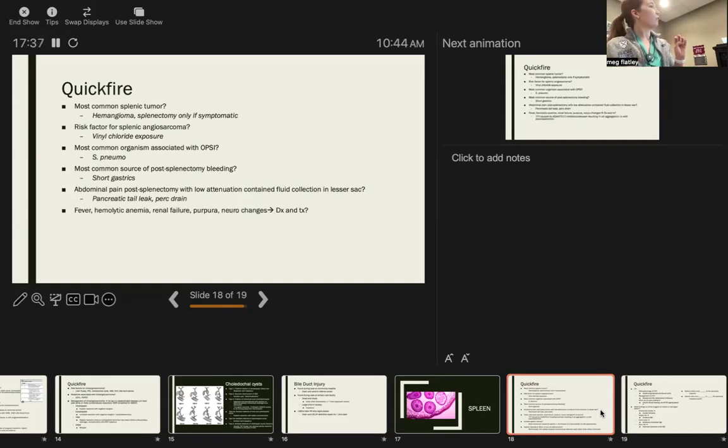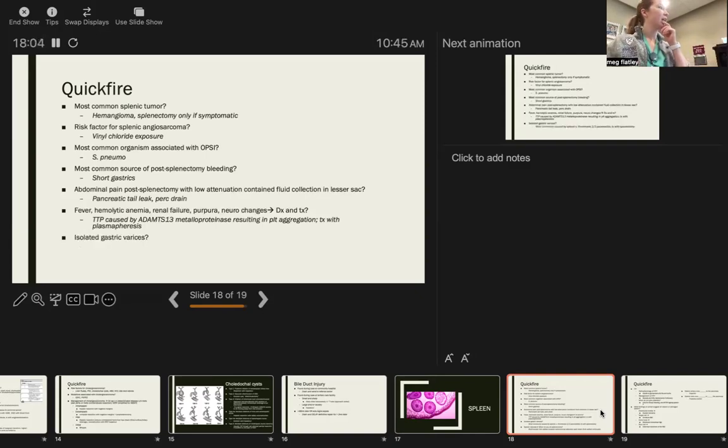Someone's presenting with fever, hemolytic anemia, renal failure, purpura, and neuro changes. What's the diagnosis and how do we treat? TTP, I always have to review these. This is caused by ADAMTS13 metalloproteinase deficiency. You treat that with plasmapheresis. And then there's a lot of mnemonics for this. I didn't write them down. This is something that's on my sheet for reviewing before the exam.